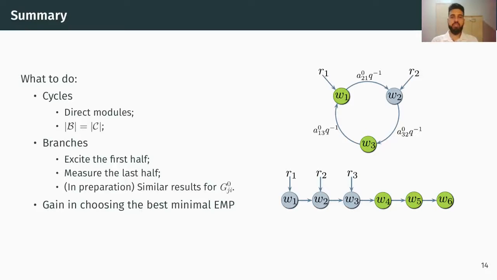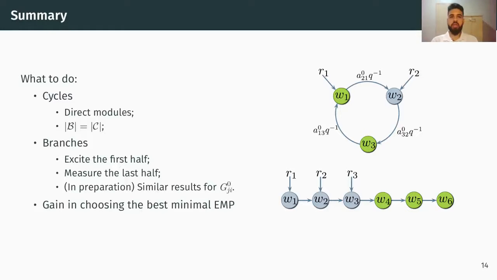For cycles, we have observed that direct modules are key factors in the selection of the best minimum EMPs. Moreover, minimum EMPs with equal shares of excitation and measurements tend to give the best results. For branches, we have seen that exciting the first nodes near the source and measuring the last nodes near the sink provide the most accurate results. Direct modules are important to give insight into which EMP is possibly the best choice, but they are not the only determining factor for branches.